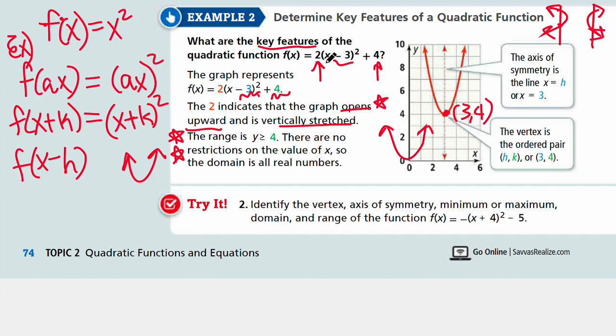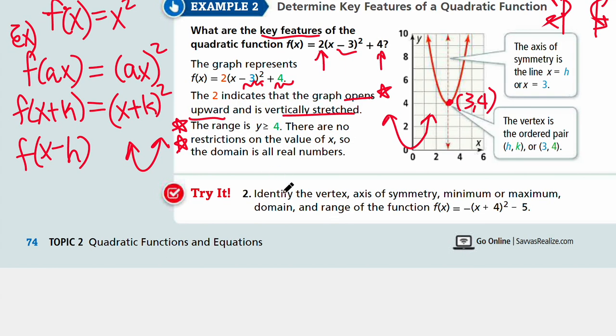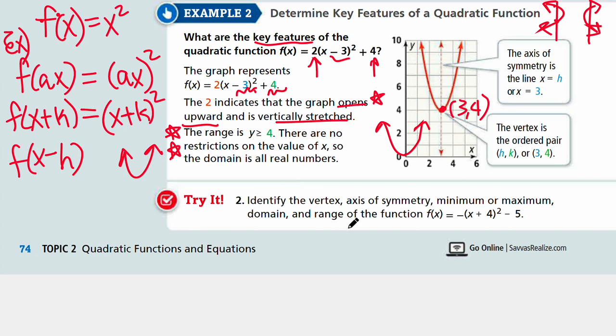If it's always outside the parentheses, you will find that it is a vertical stretch or compression. Okay, let's try number 2. Let's see if you can identify the vertex, axis of symmetry, minimum or maximum.